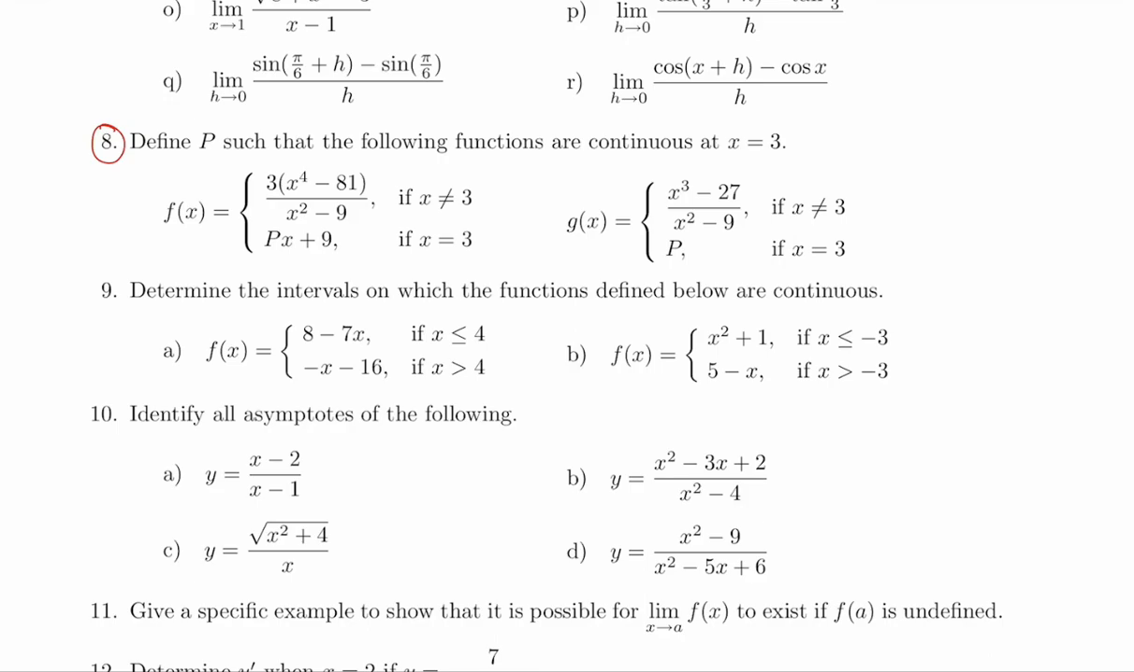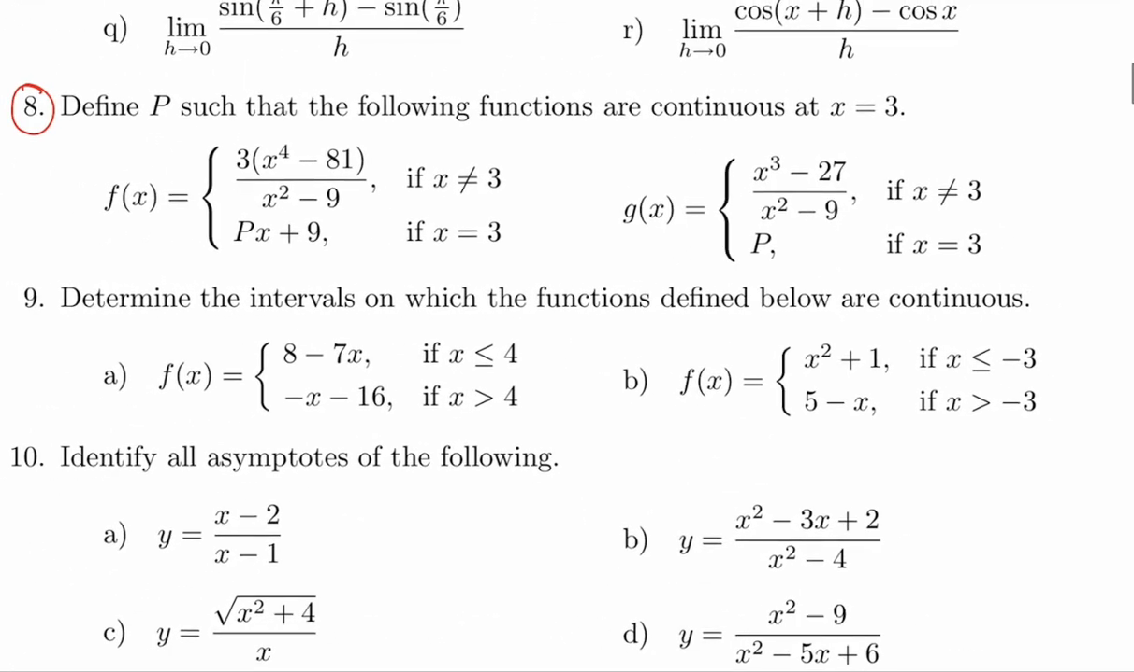Okay. Let's take a look at number 8. It says define P such that the following functions are continuous at x equals 3. For a function to be continuous, the left and right limits have to match, and the function has to be defined at that same point, okay?